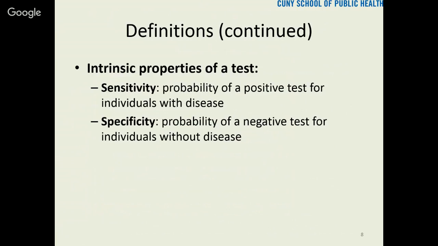There are other ways we could think about intrinsic properties of the test, but these are the ones that we're going to focus on and really the most commonly used ones. Sensitivity, which is the probability of an individual who has the disease testing positive, so you're only looking at the people who have the disease. And specificity, conversely, is the performance on people who do not have the disease. So the probability of a negative test given that you do not have the disease.